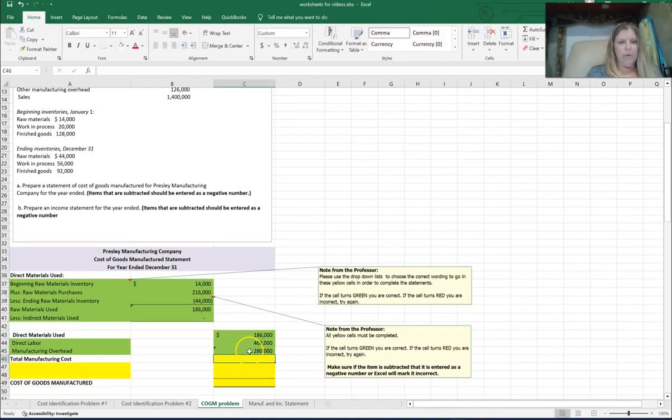So now we have all three of our manufacturing costs. We've got our direct materials used, our direct labor used, and our manufacturing overhead. So now we have to sum those all together, and that's $934,000.